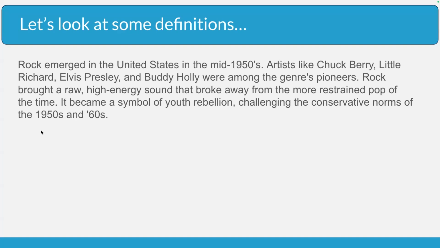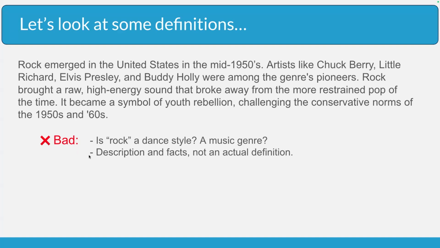Okay, so Harry says in the chat, this definition doesn't tell me what rock is. Yes, that is exactly correct. So when you read this definition, what is rock? We don't know. It could be a dance style. It could be a music genre. When we read this whole thing, it looks more like a description, not really a definition. Also, if you don't have the context of who those people are, you're out of luck. They might be dancers, they might be musicians. Yeah, exactly.